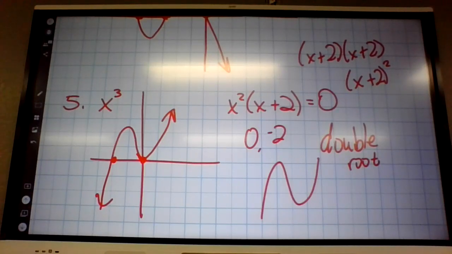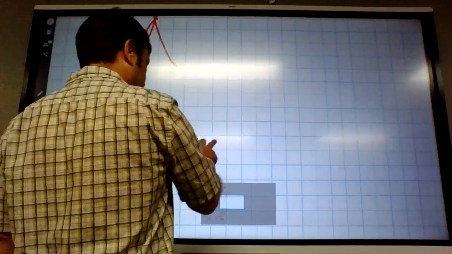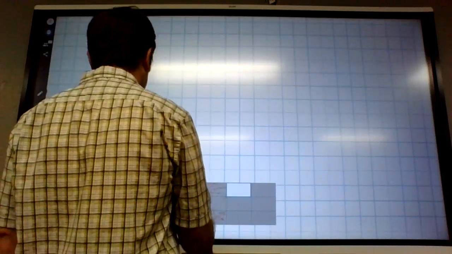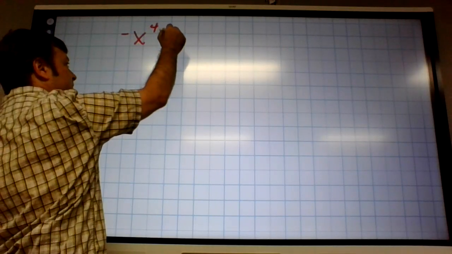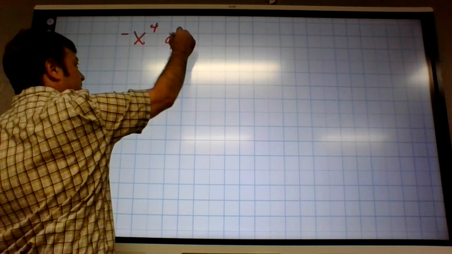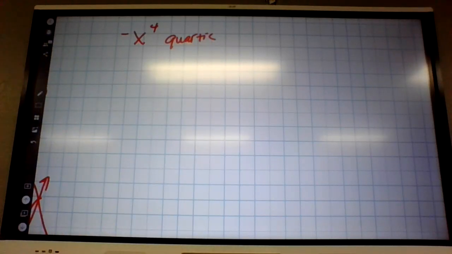Okay. Number 7. Alright, if we multiplied all those together on number 7, what would we get with the x's? What would the highest power be? 4. X times x times x times x. Actually though, if you look carefully, one of those x's is a minus x, which means it's a negative x to the 4th. This is called a quartic function. That's not a word that comes up a lot, but it might. Anyway, it just means x to the 4th is the power.